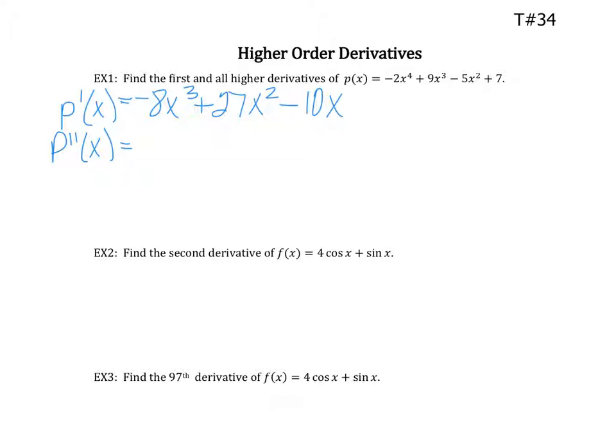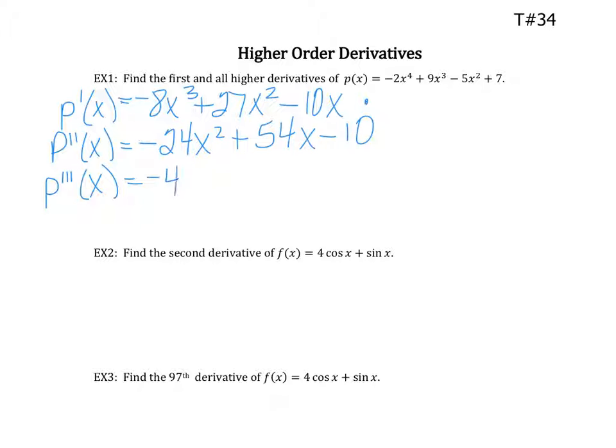So I just do power rule again. I'm just looking at now this derivative, the first derivative, and taking the derivative of him. So negative 24x squared plus 54x minus 10. And then you think, well, let's just keep having the fun. Now you take the derivatives that you can do. Third derivative, negative 48x plus 54.